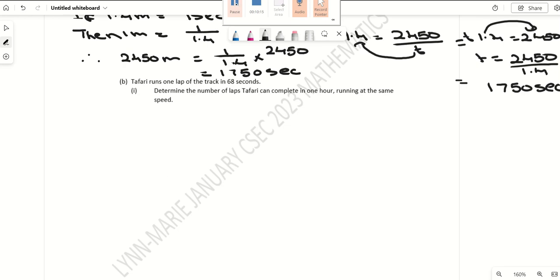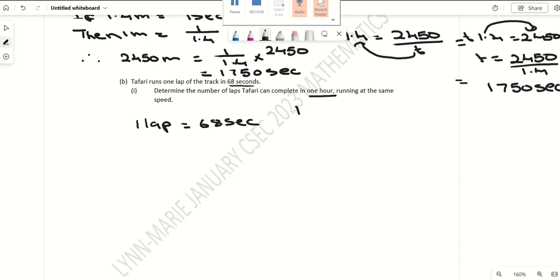Okay, part B says Tafari runs one lap of the track in 68 seconds. So we can say we know one lap is equal to 68 seconds. Determine the number of laps Tafari can complete in 1 hour running at the same speed. Now, if we look at this, our units for time are different. We have 68 seconds and we have 1 hour. So you can do one of two things. You can convert this 1 hour to seconds, or we can convert this 68 seconds to hours. I would rather convert the 1 hour to seconds.